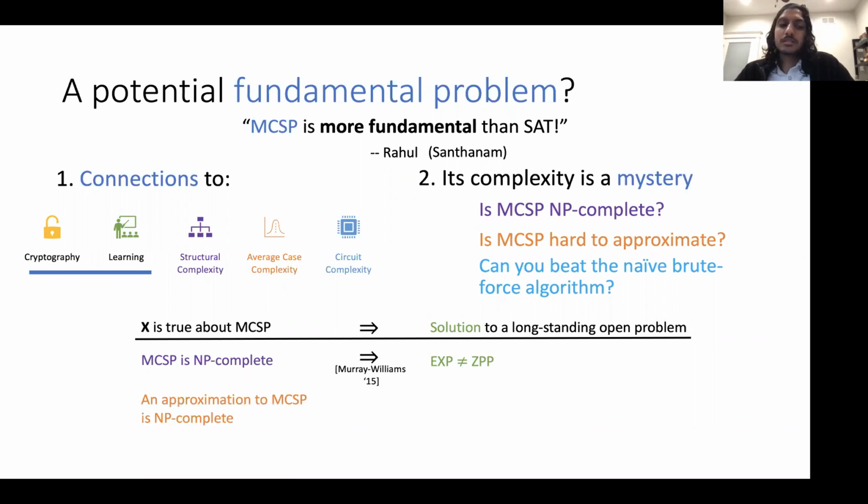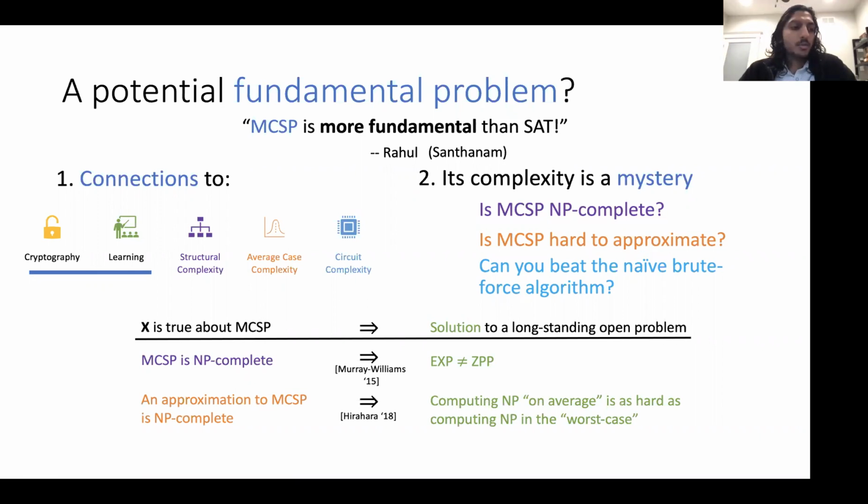If it turns out that some certain approximation to MCSP is NP-complete, then there's this amazing breakthrough paper of Hirahara, which gives a worst case to average case reduction for all of NP. One of the classic criticisms of complexity theory is that it usually deals with the worst case, and we don't really have a great understanding about what happens in certain average case settings. What this theorem shows is that if you can show an approximation to MCSP is NP-complete, then the worst case complexity of NP and the average case complexity of NP, for some definition of average, are actually equivalent.